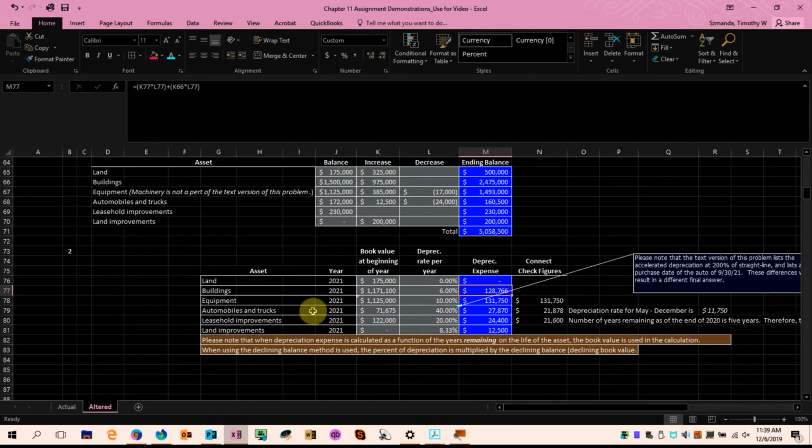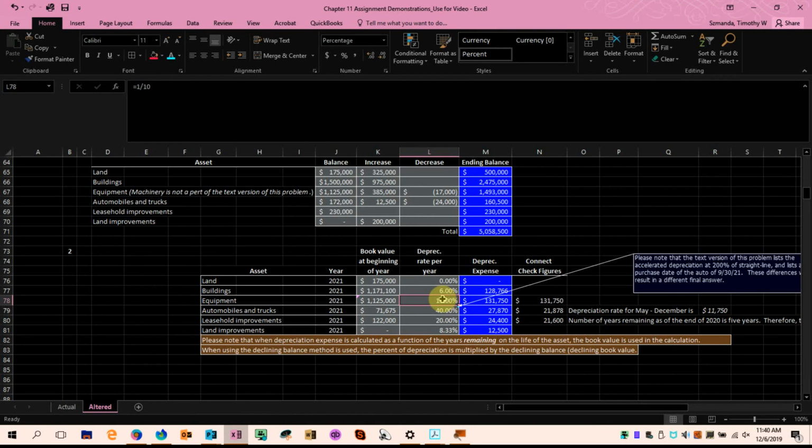Moving down to equipment. Equipment, as we look in the book, and in the Connect, it's based on straight line. So if it's based on straight line, it isn't based on a changing balance. So we can use the original cost, and since there is no salvage value in this problem, we'll just take the original cost of 1,125,000 and then depreciate it at 10%, which is 1/10. So that will give us part of our depreciation expense, 10% of 1,125,000. However, with equipment, we had a purchase of 325,000. We have to depreciate that too.